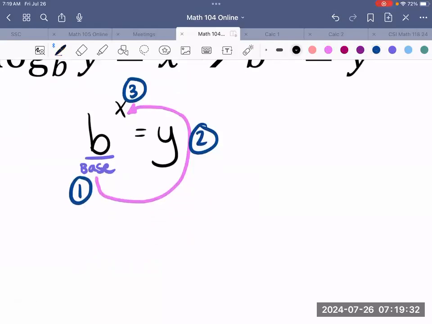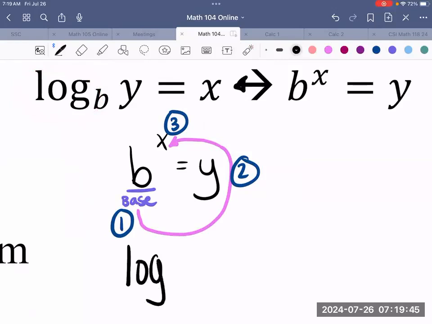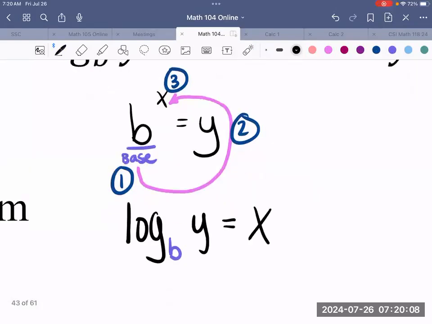Now, I'm not a huge fan of the swoop method because a lot of students forget to write the word log. We're going from an exponential into a logarithm, so you need to write log. So log, and the first thing we write is the first thing we started with, your base. Then the second thing is y. And then we can have an equals sign because we're still hoping to get some value out of it, equal to that third thing, x.